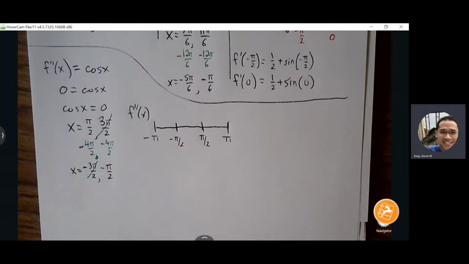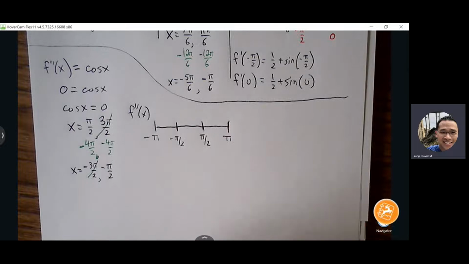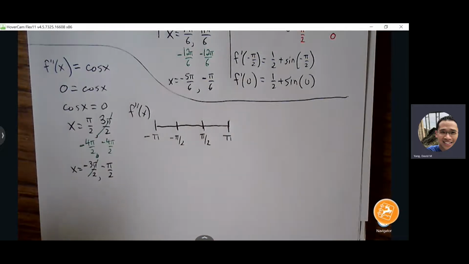Okay, any questions about locating additional critical points and determining whether they fall inside our interval or not? Okay, let's find some test points. Right, no, you will not have to subtract. You can just keep pi/2 and that's it, right?